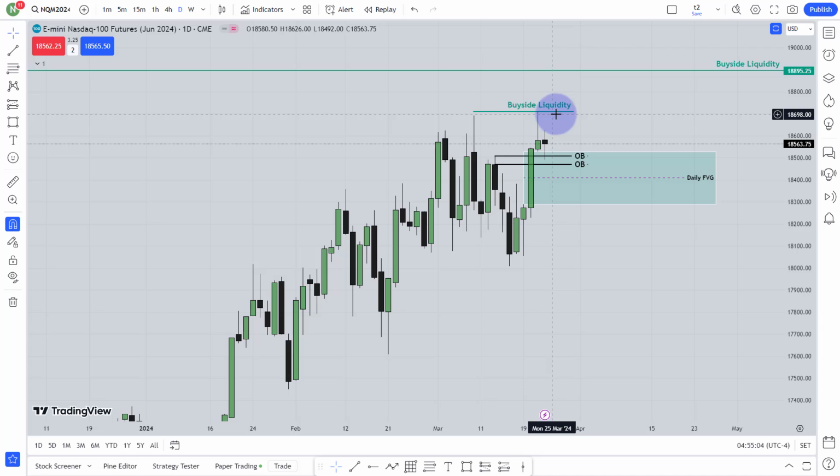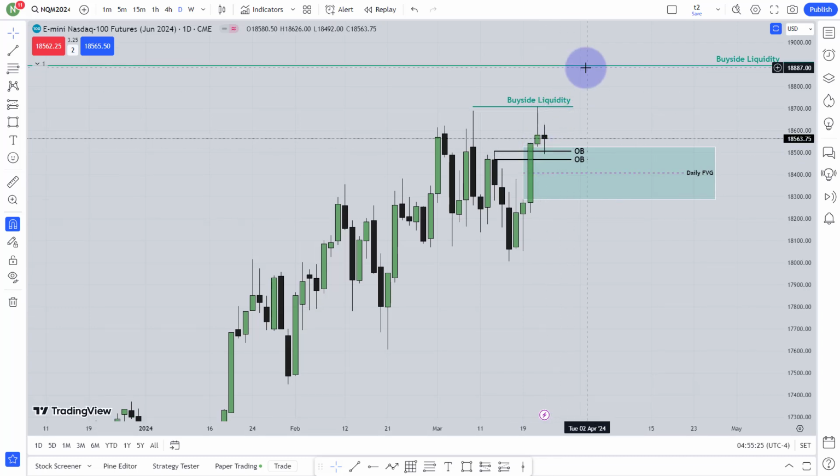How do you find your draw on liquidity? You will go with relatively equal highs or relatively equal lows. Market is over here. Do you see relatively equal highs near to you or relatively equal lows near to you? In my opinion, from here, the relatively equal highs are very near to me. So I will go over there as my point of interest. Okay. Now, from where can it reverse?